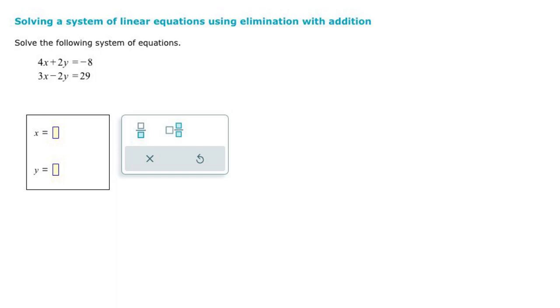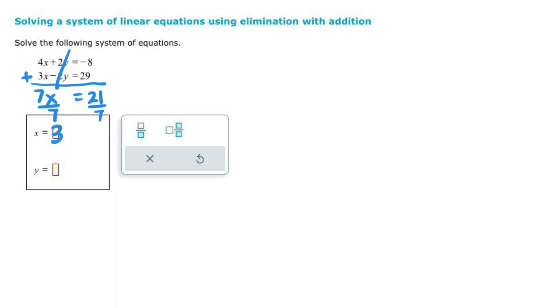Looking at this example, you already have opposites right here with 2y and negative 2y. We can go ahead and solve by adding our equations together. That gives me 7x. My y's cancel out. And negative 8 and 29 is 21. So I can then divide both sides by 7, and I end up with x is equal to 3.